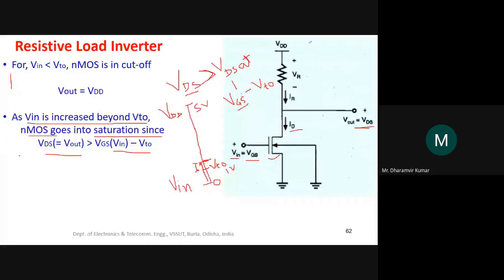Apply KCL at this particular branch, which says that IR is equal to ID. IR is the current through the resistance, and this is the value of the current flowing through the device. Since the device is in saturation, it has to be ID sat, and we know the equation for saturation current: kn by 2 times (Vin minus VT naught) whole squared.